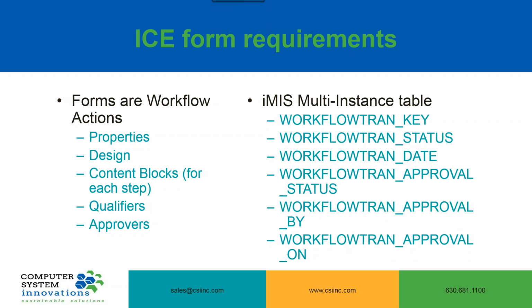You need to have a spot in IMIS for the data. You need a multi-instance table in IMIS on the chapter records. A multi-instance table in IMIS is a table with multiple rows of data. This is used when you need to keep historical reports.